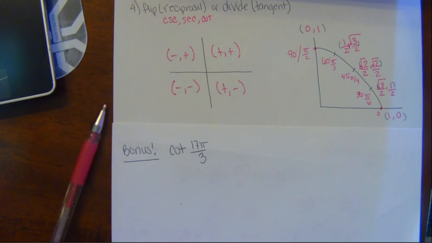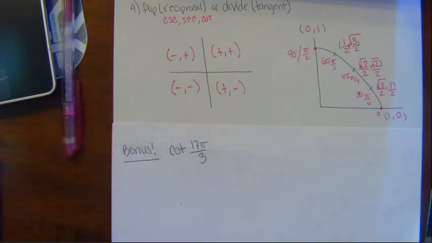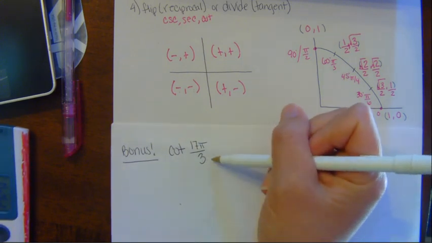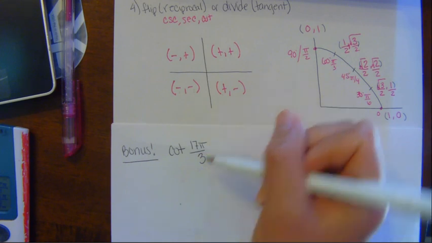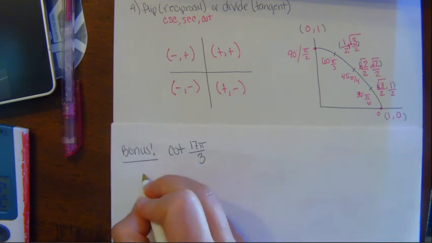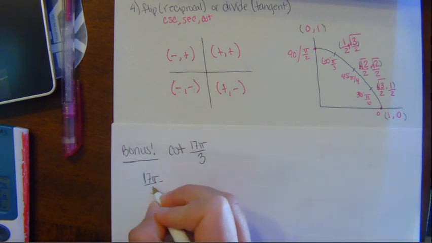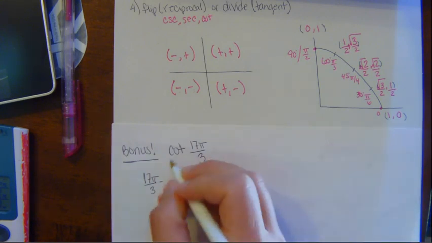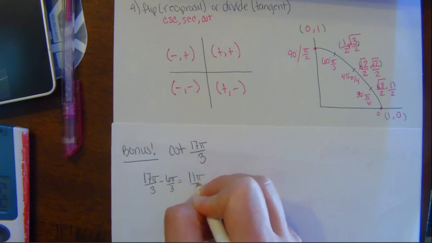All right, so I've got one more example for you here. It's not on your notes, but I thought it was important because it's 17 pi over 3. So if you ever get an angle that is bigger than a circle, then you're going to want to make sure that you find that coterminal angle. And so before I sketch this, I'm going to subtract a circle. I'm going to take off 2 pi, which is 6 pi over 3. And now I'm going to get 11 pi over 3.